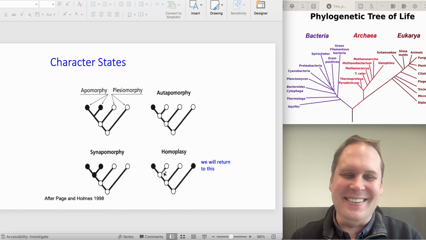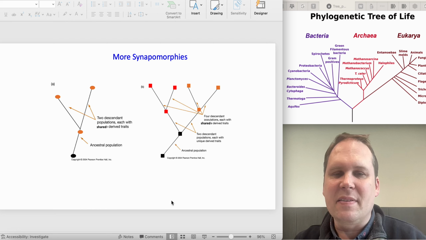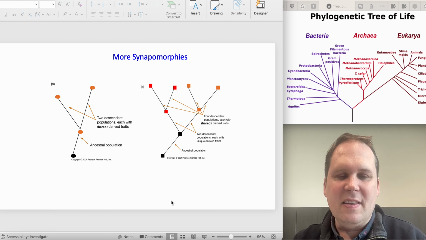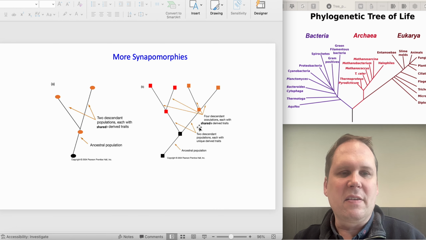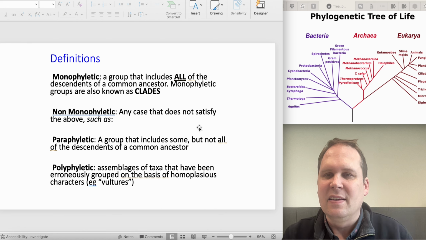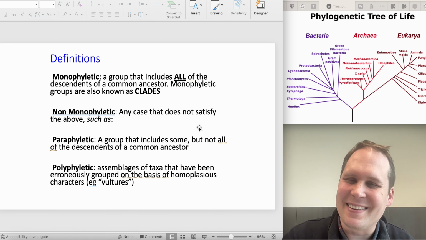All right. So synapomorphies, once again, so you can see the red squares are a synapomorphy. The orange squares are a synapomorphy. And these are the ancestral state back here. So there you go. Two populations that share a common character state. Okay, fine. A couple more definitions, and then we'll actually get on to the tree building stuff.